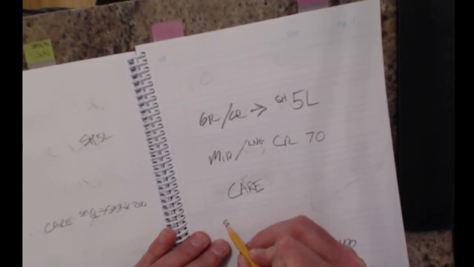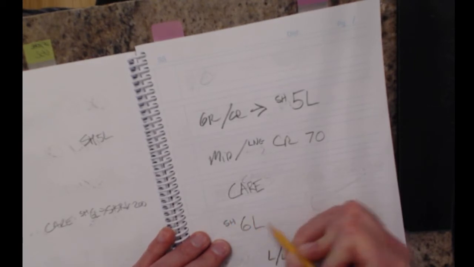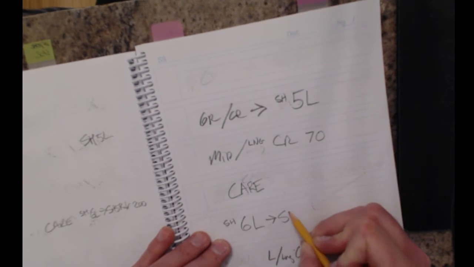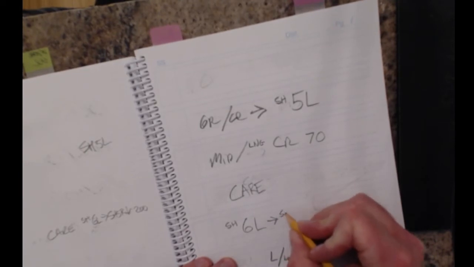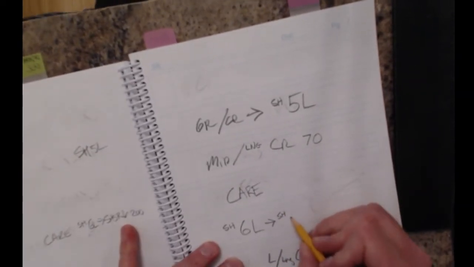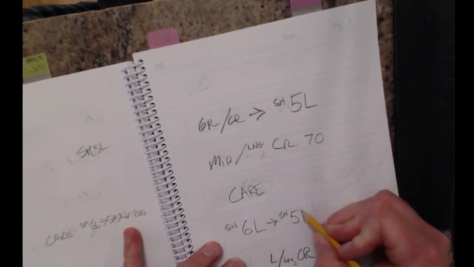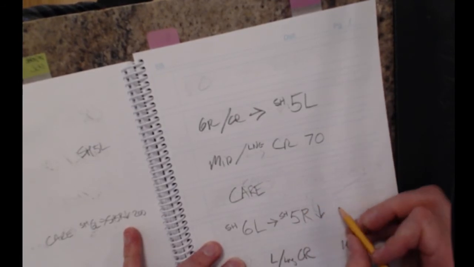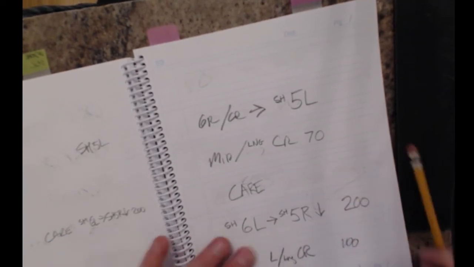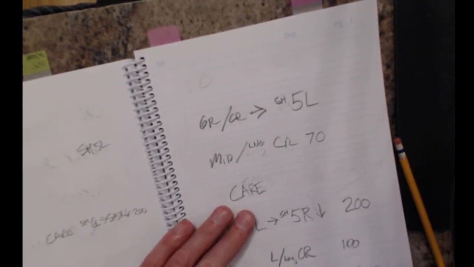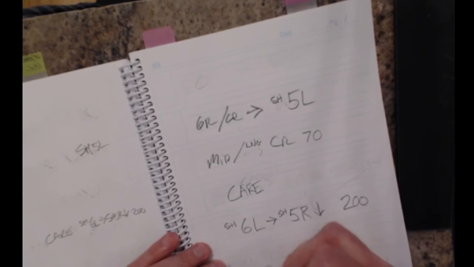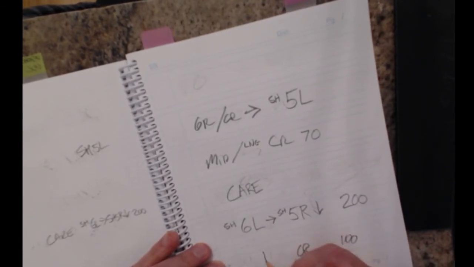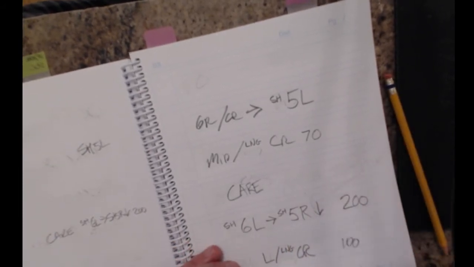And this is short 6 left into short 5 right down 200. Left long crest 100. And go ahead and space that a little bit more. So left over long crest 100. Very nice.